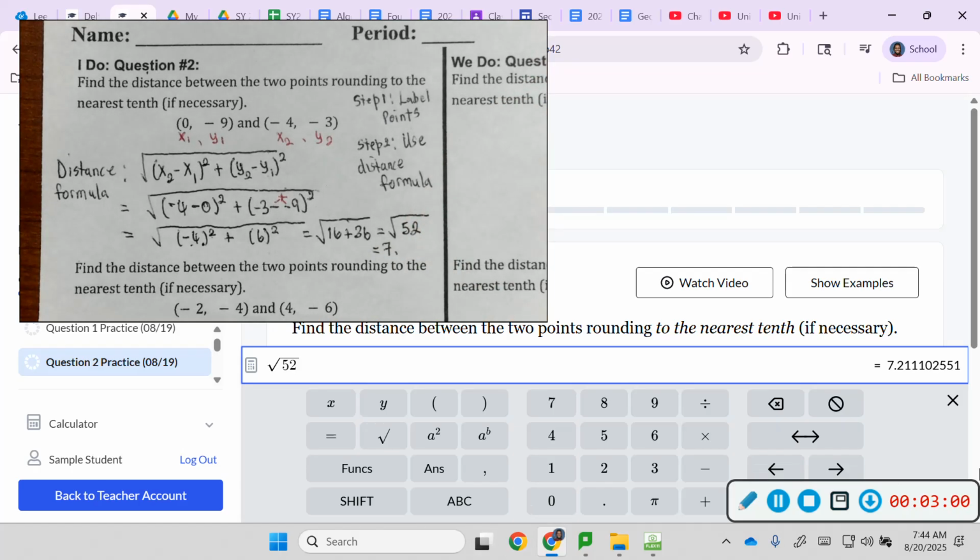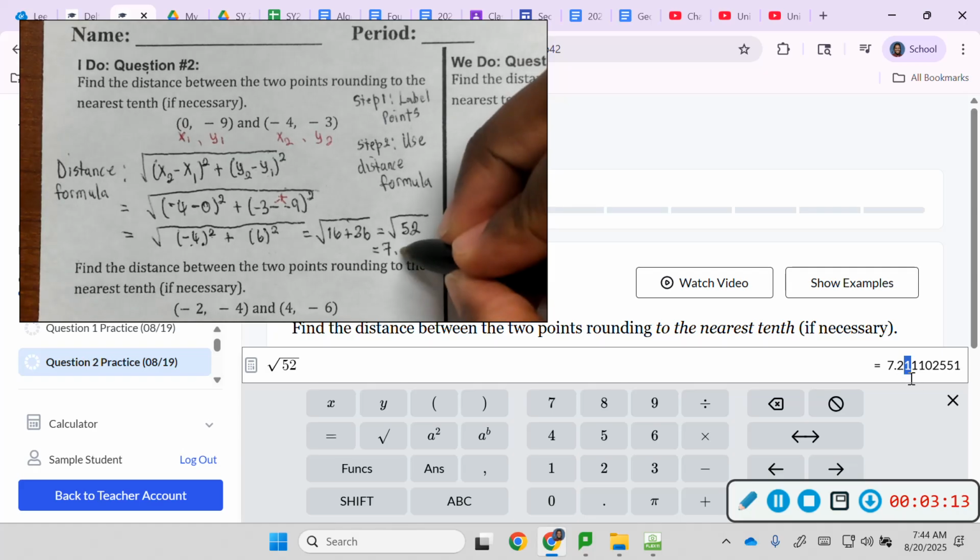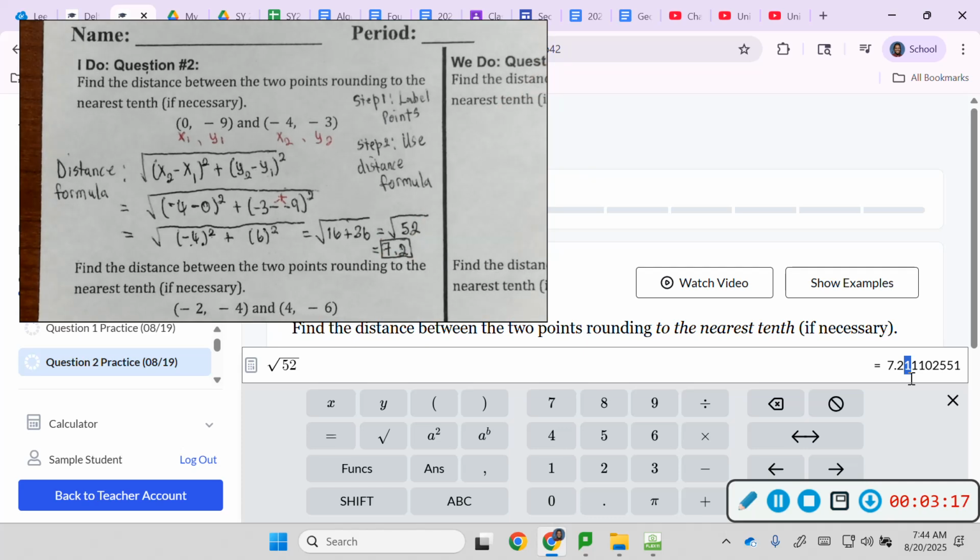7.211. When it says round to the nearest tenth, you look at the second number after the decimal point. If that number is 5 or larger, you round the next number to the left up. Because it's not 5 or larger, it would just be 7.2. So again, just like that. Let's try the next question.